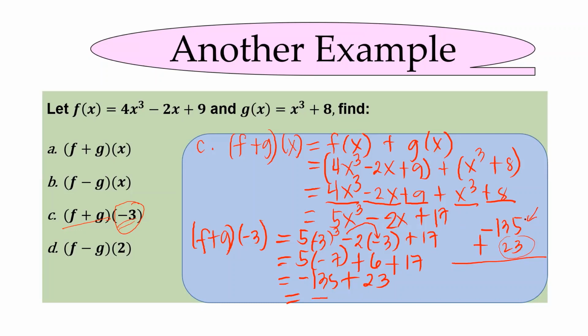Pero, 135 minus 23 would give you 112. So, negative 112 is your final answer for this. Alright? I hope na nakuha ninyo kung papaano kasi step by step na yan. Hindi ako nagbigay ng solution na naka-PowerPoint para maisa-isa ko maipakita sa inyo kung papaano ba mag-perform ng addition, pero at the same time, after you perform, you will evaluate.